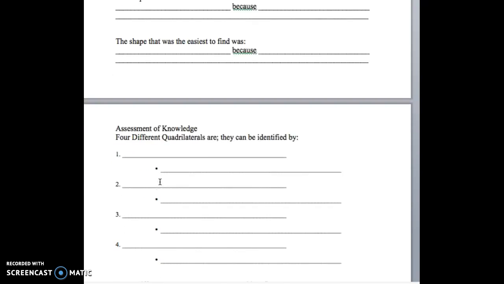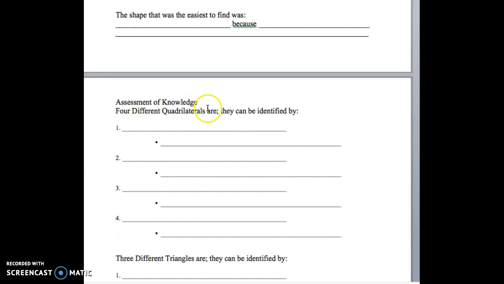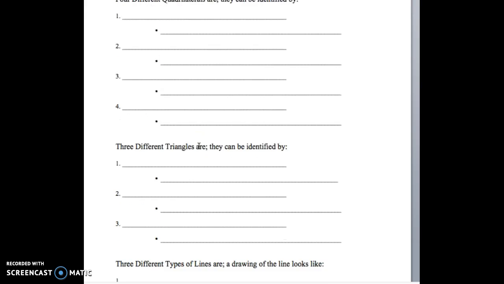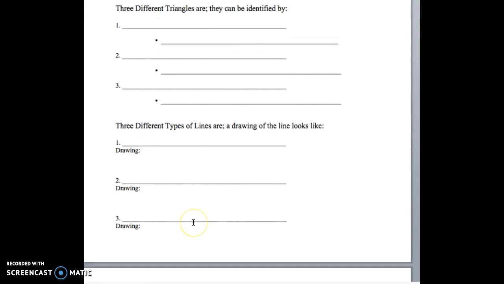I'll be able to assess their knowledge by them writing the 4 different quadrilaterals they've learned and what they can be identified by, as well as the 3 different triangles and 3 different types of lines.